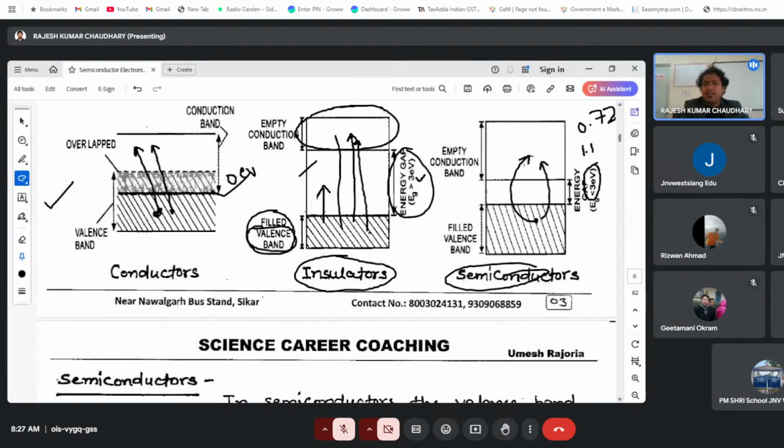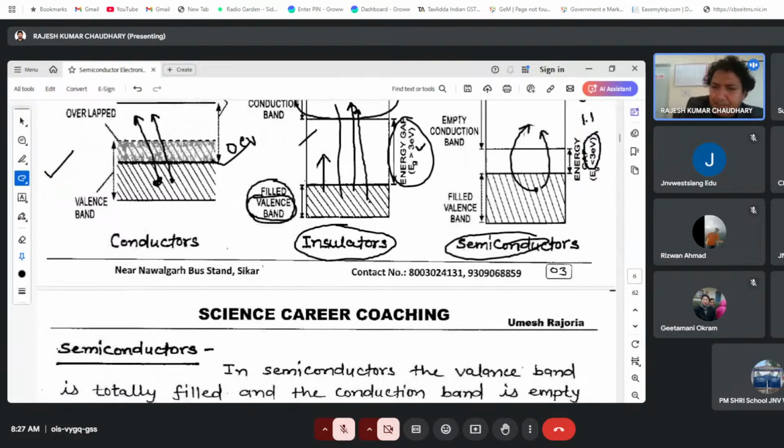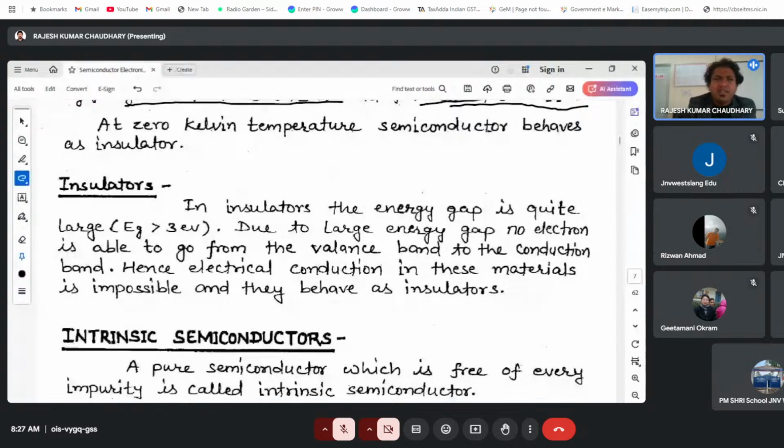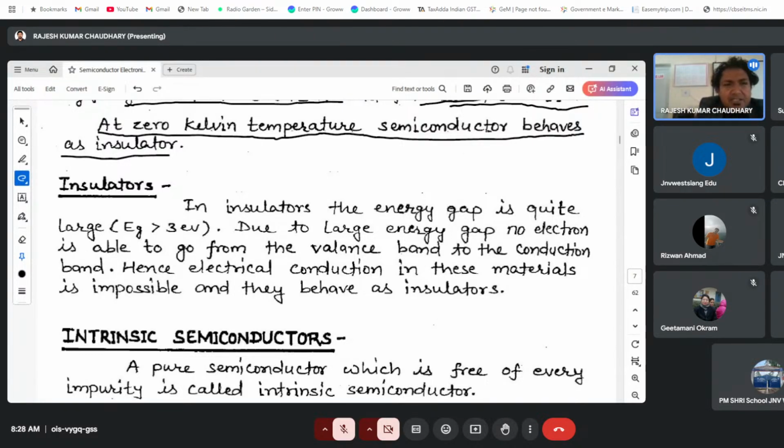Okay. So this is called the energy gap. One more thing they can ask you: at 0 Kelvin temperature, a semiconductor behaves as an insulator. I hope that you know about 0 Kelvin temperature. It is the temperature below which we cannot obtain a lower temperature, the least temperature that we can achieve. At that temperature, a semiconductor will behave as an insulator.